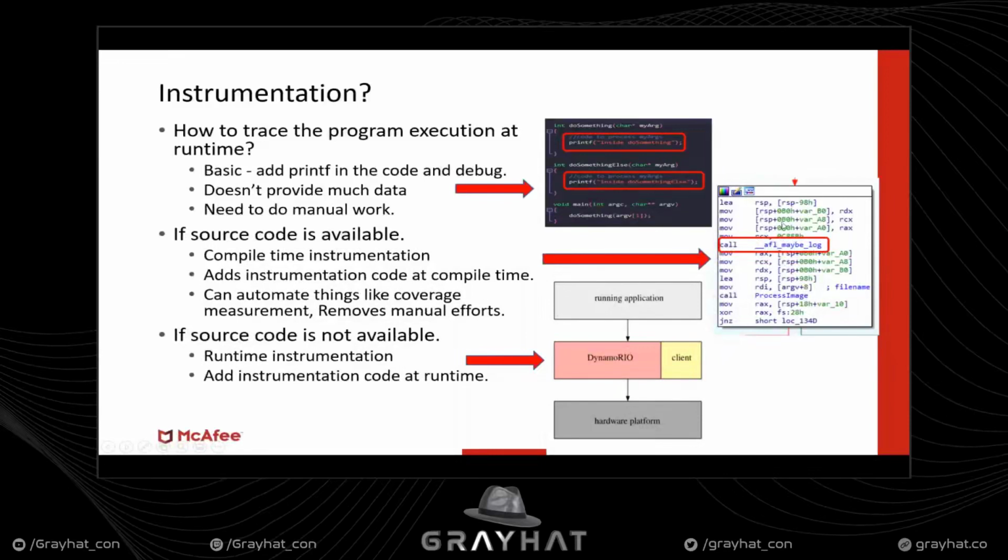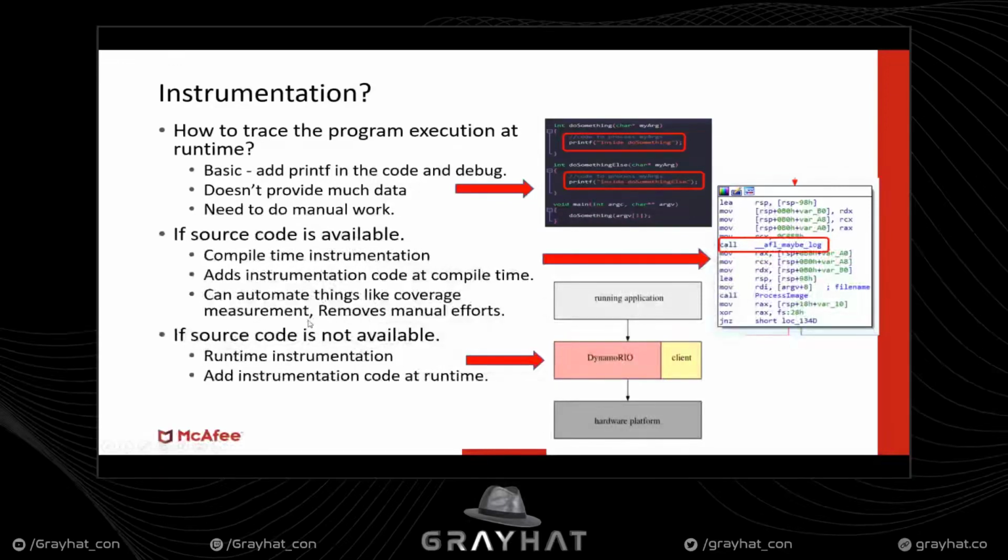So this is from AFL, and when you use compile time instrumentation, they help you in automating various things like code coverage measurement, and they remove all the manual efforts. So that can be very useful. This is what AFL uses. We'll be talking about that in the next slide.